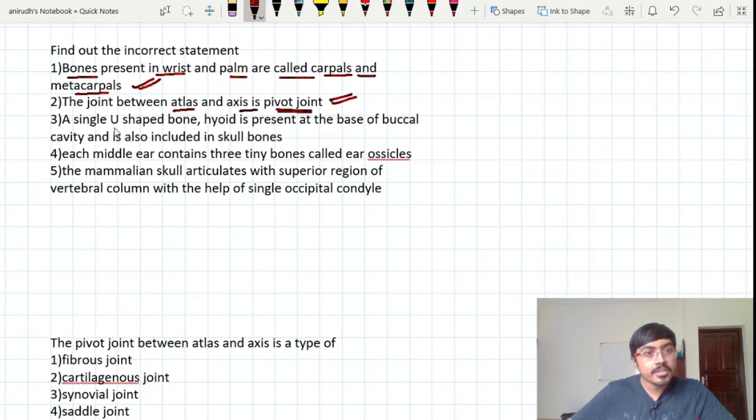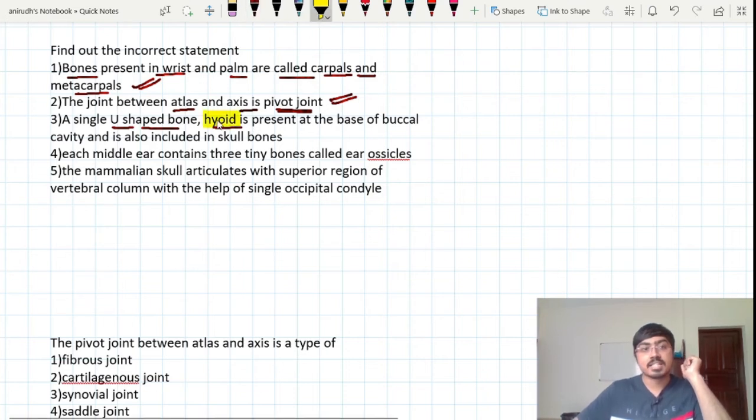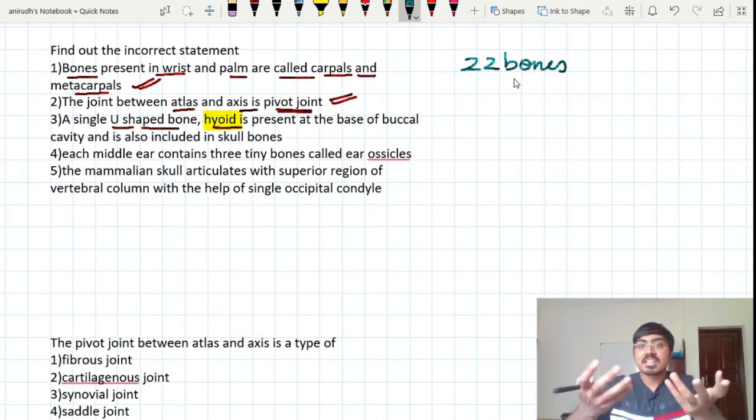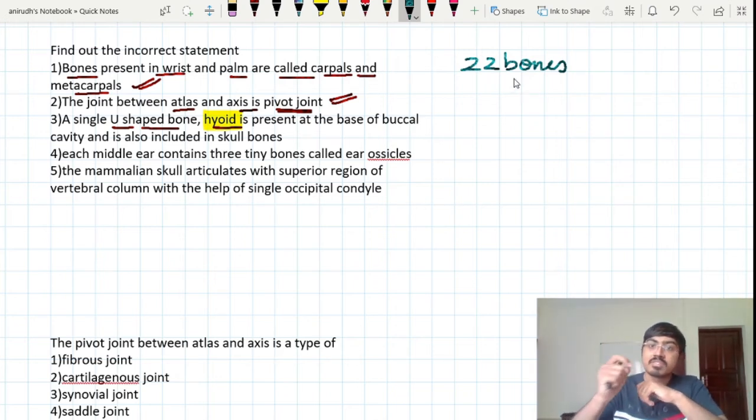A single U-shaped bone, hyoid, is present at the base of the buccal cavity. So here you have, this is the buccal cavity, mouth. And below this, if you feel here, you will see that particular U-shaped bone, and that is called by the name of hyoid, isn't it? And it is also included in the skull bones. Yes, skull, although they have said in the textbook that 22 bones are there, but the mistake is that they have not considered the ear ossicles. Where is the ear? Ear is inside the temporal bone. Now temporal bone is a bone of the skull.